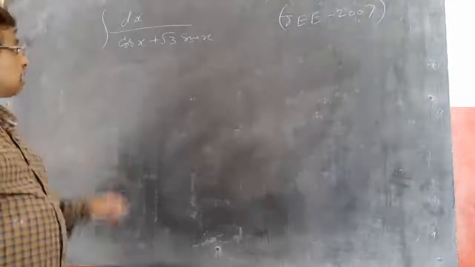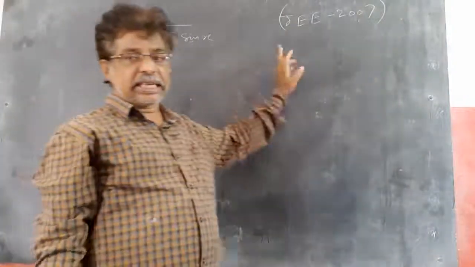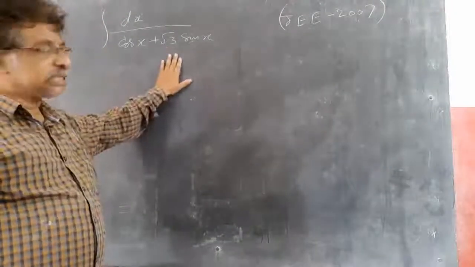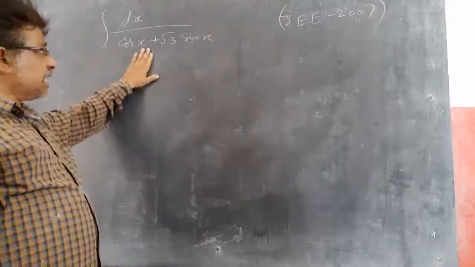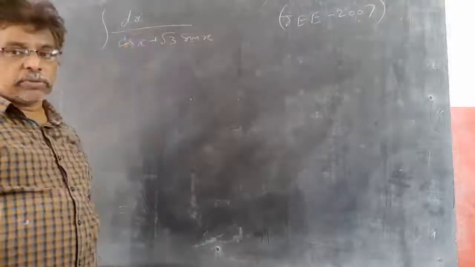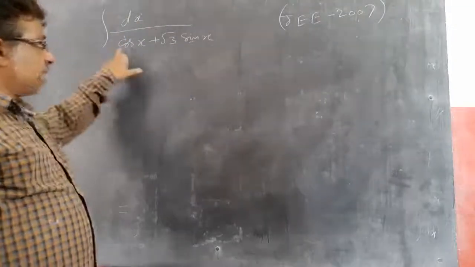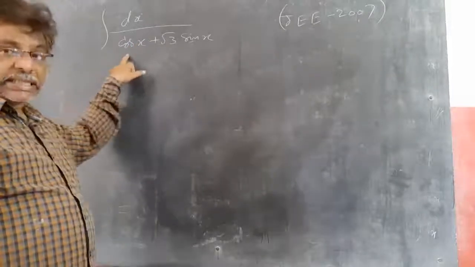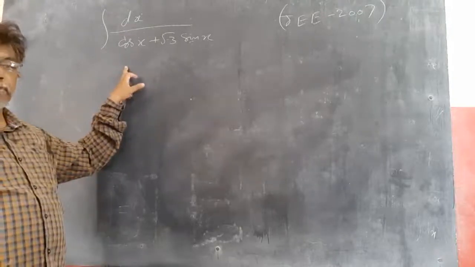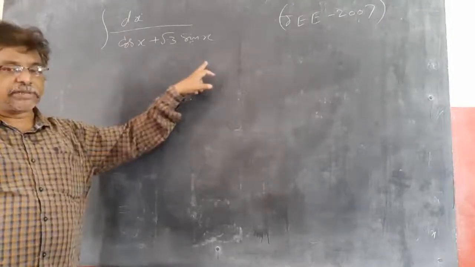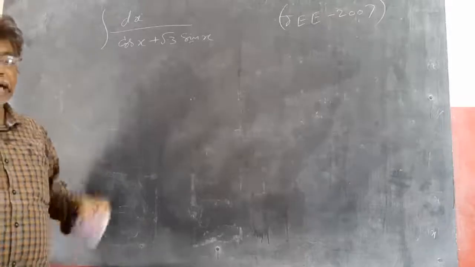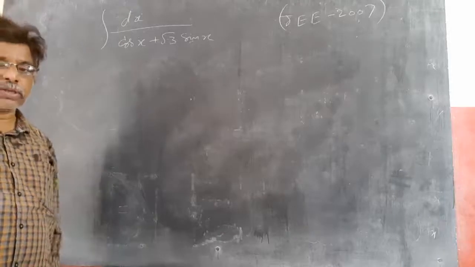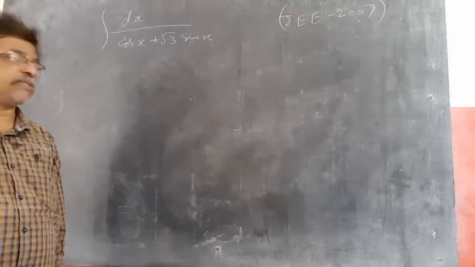Next, integral of dx by cos x plus root 3 sin x. These sums again you can do in two methods. In one, we divide cos and sin, numerator is 1. In the 7 marks method I told you one method, convert into tan. You can write cos x as 1 minus tan square x by 2 by 1 plus tan square x by 2, and sin x as 2 tan x by 2 by 1 plus tan square x by 2. Take LCM, then 1 plus tan square goes to the numerator, let tan x by 2 equal to t. That is one method we already discussed in 7 marks.